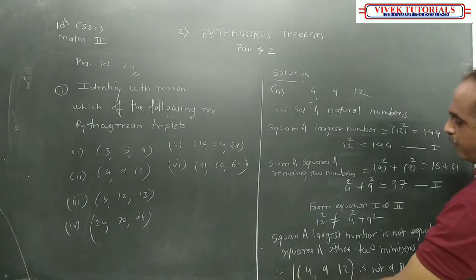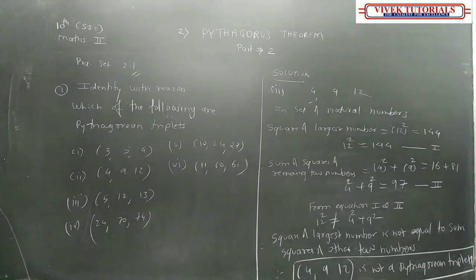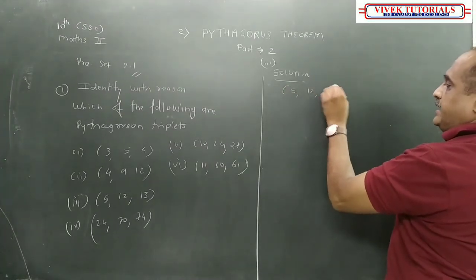It is not a Pythagorean triplet. Have you understood this? Just copy down it properly. Solution for third, 5, 12 and 13.